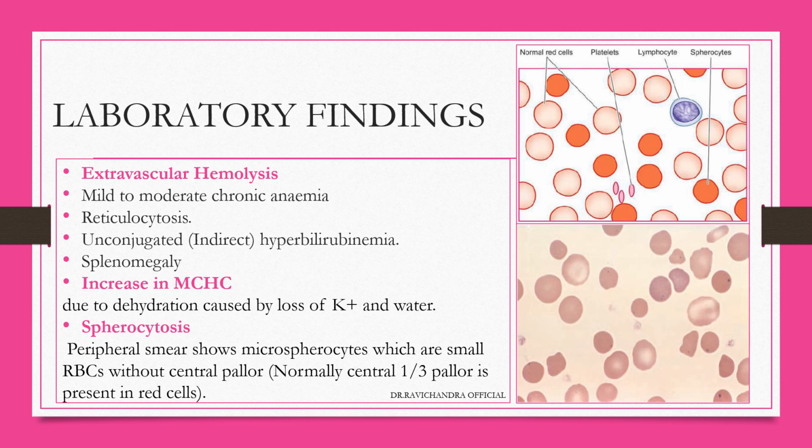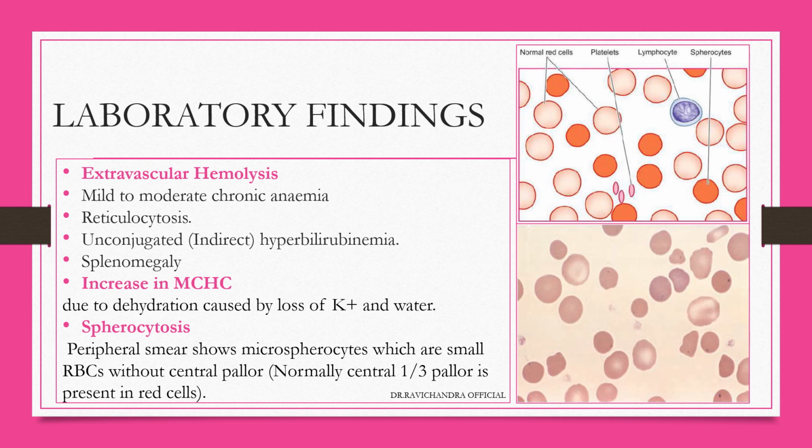Laboratory findings: extravascular hemolysis is seen. So there will be mild to moderate chronic anemia. There will be increased reticulocyte count because of the bone marrow response. There will be unconjugated or indirect hyperbilirubinemia. Splenomegaly will be there. And the characteristic feature of hereditary spherocytosis is that the mean corpuscular hemoglobin concentration will be increased due to dehydration caused by the loss of potassium and water.